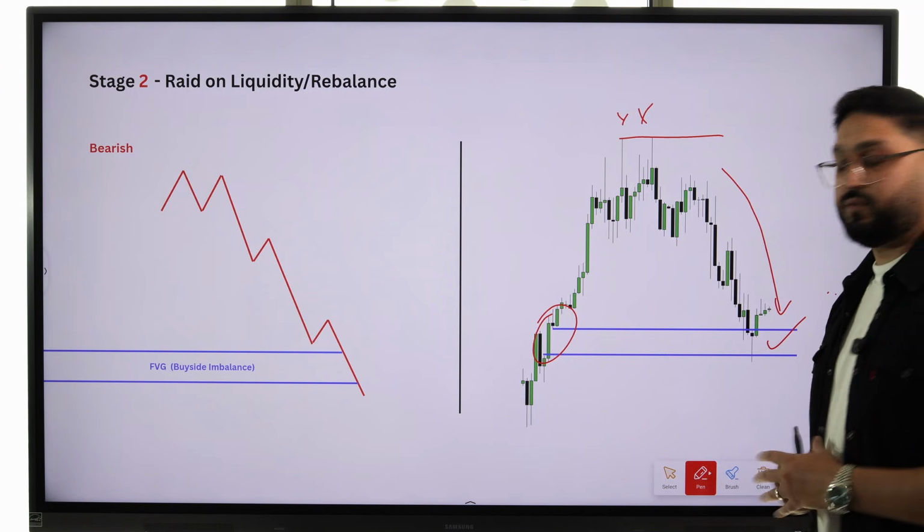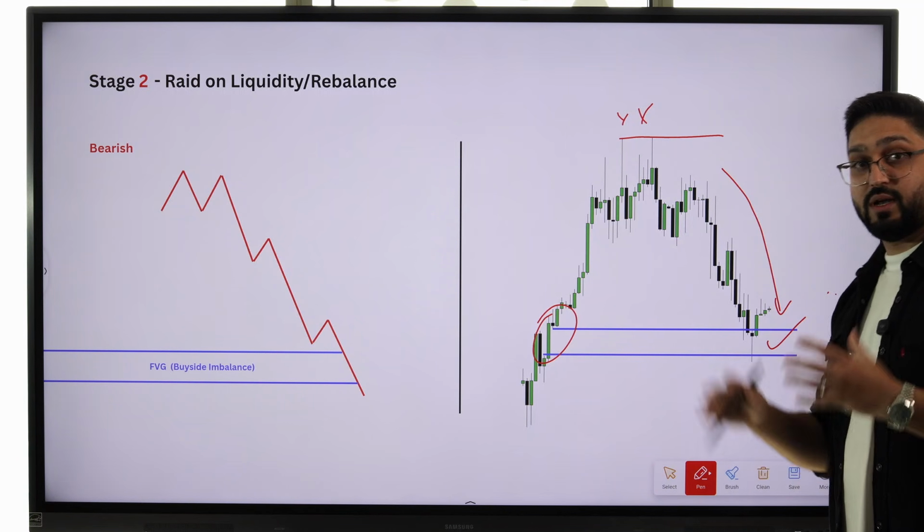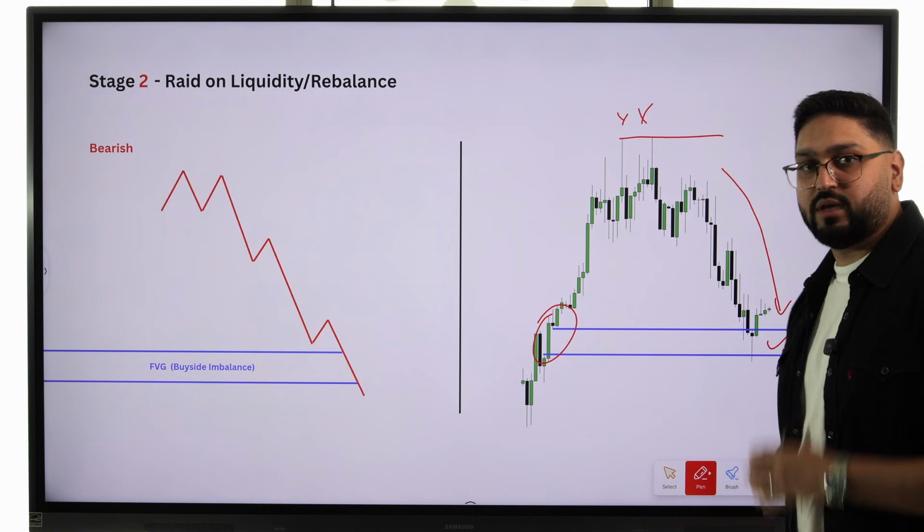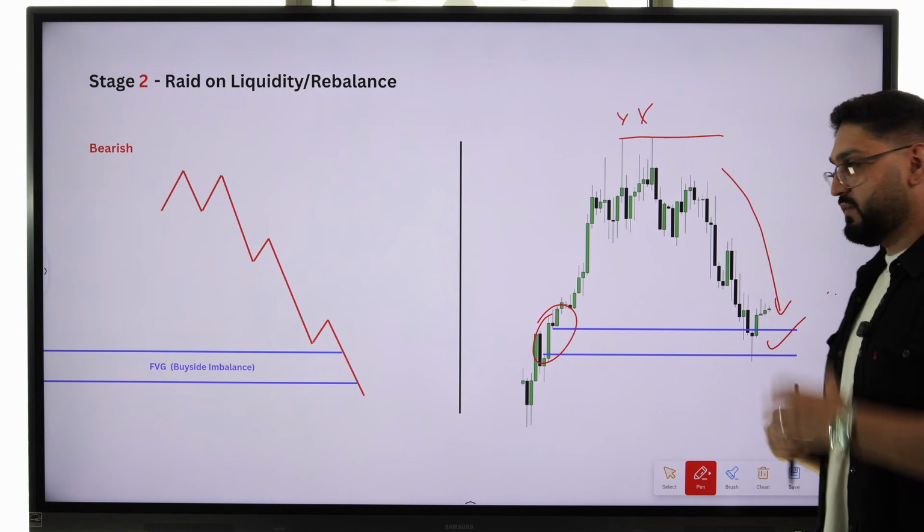Now, this is also true for a type 1 dealing range, where we can have a mixture of a type 1 and a type 2 dealing range. And again, I've explained that in a lot more detail in the previous videos.